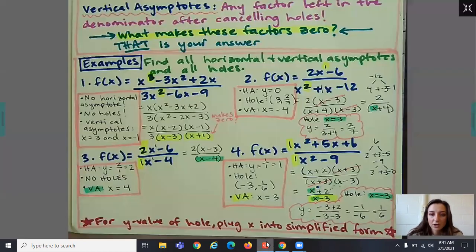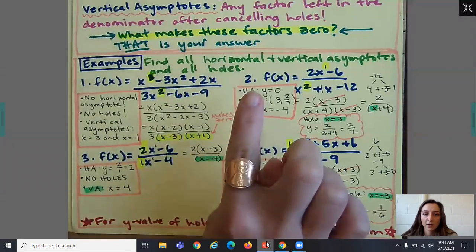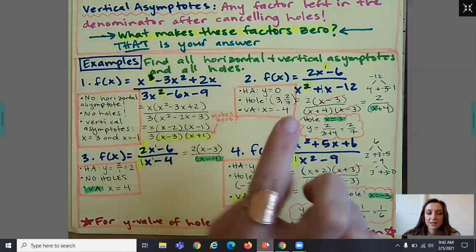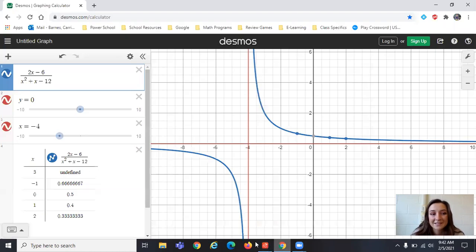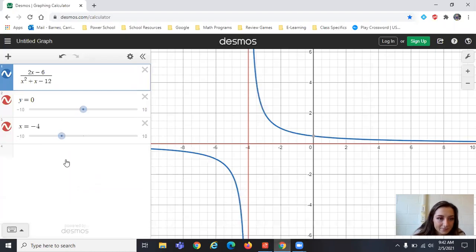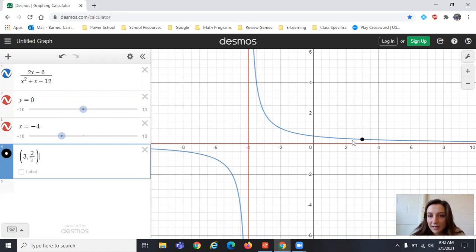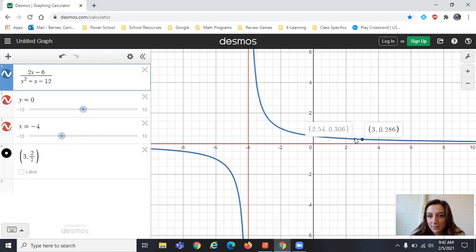Okay, so let's go look. We had a horizontal asymptote at y equals 0, hole at 3, 2/7. So let's just look and see if that is where the hole was. Okay, and you can see that that is where the hole happened that we were looking at earlier at 3. You can see right there, 3, 2/7. So you can check your work by plugging things back in.